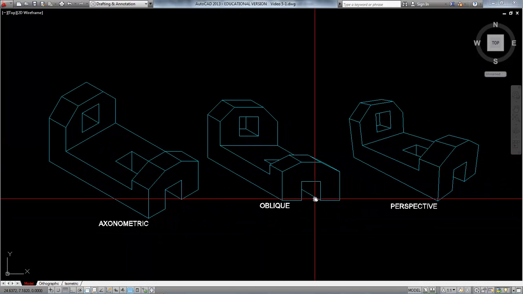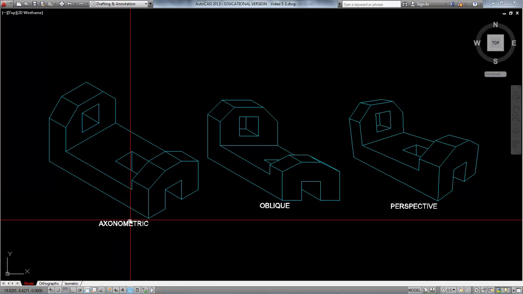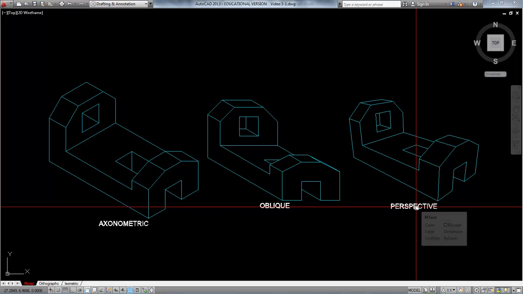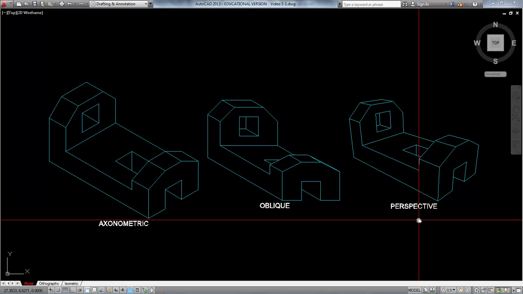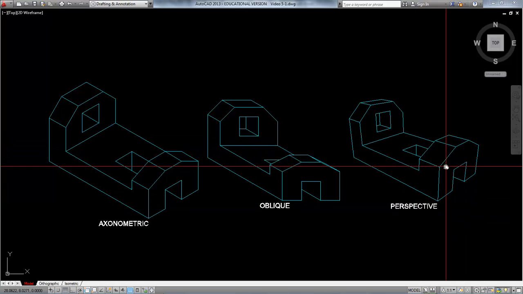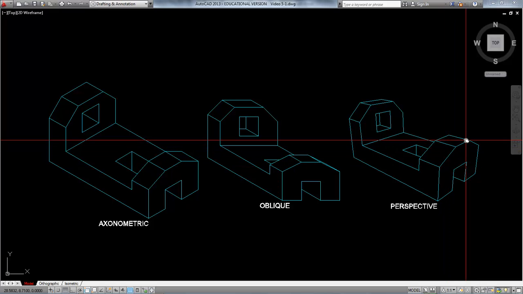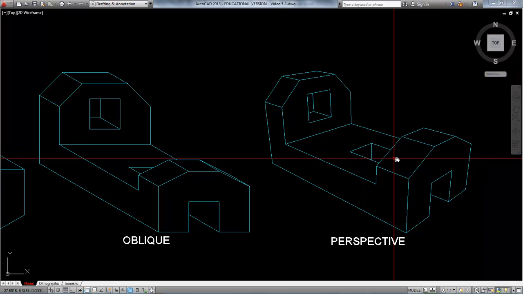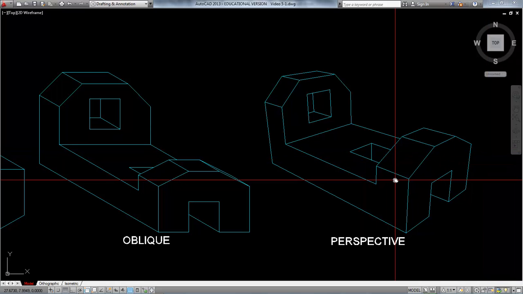Now, there's 3 families of pictorial views: axonometric, oblique, and perspective. We're not going to talk much about perspective because perspective drawings are really complicated to draw. They do give you the most realistic view of a part. The whole purpose of a perspective drawing is to show you the part the way the human eye sees it.